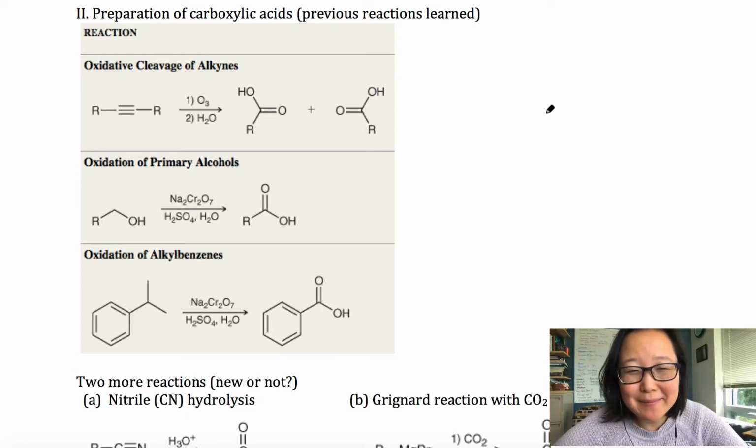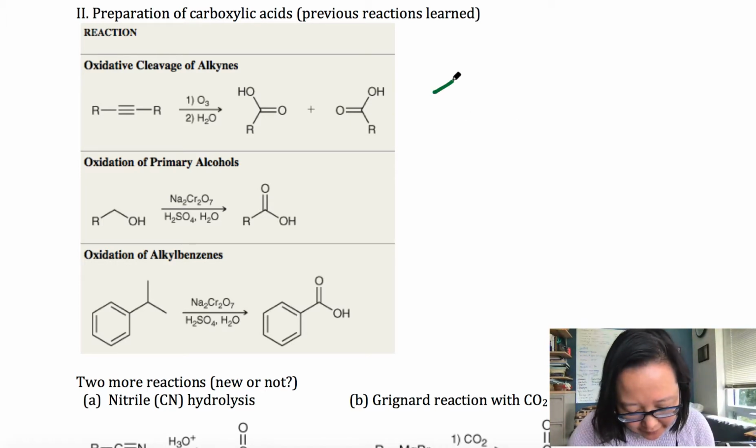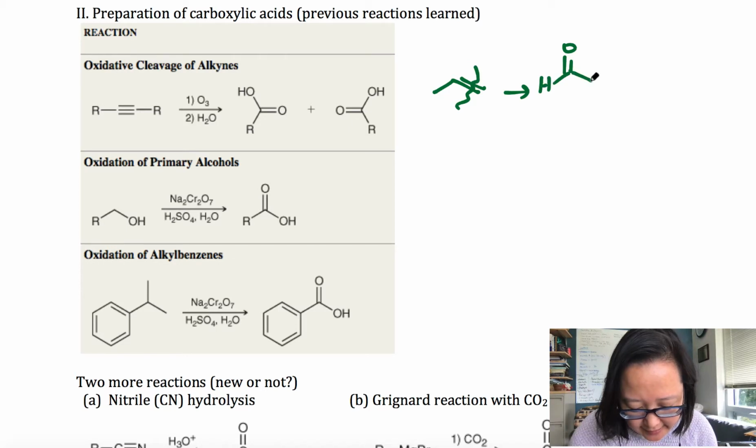Welcome back. We named carboxylic acids and their derivatives. Now we're going to learn all the reactions of these functional groups. So let's start with a review. I think you remember oxidative cleavage of an alkene gave you aldehydes and ketones, right?